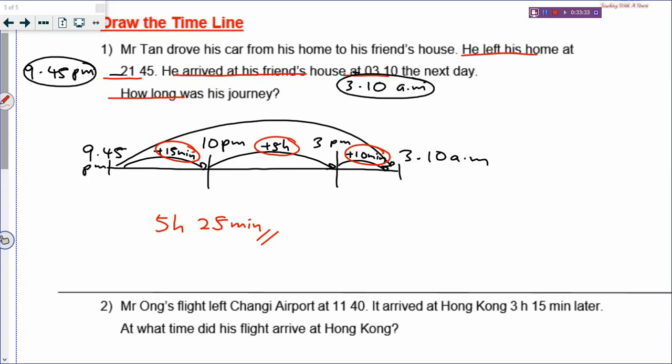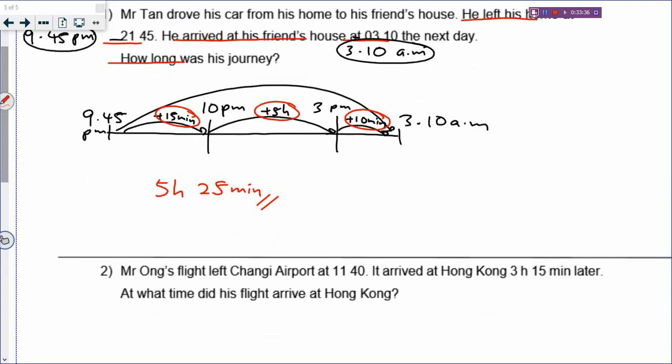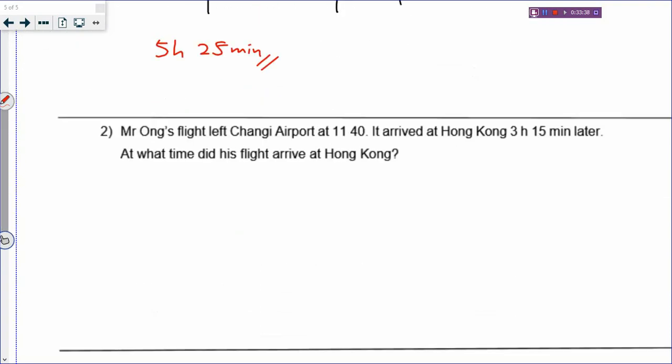Okay? Let me give an example, if you are confused over what I'm saying. Let's look at number 2, another example. Mr. Ong's flight left Changi Airport at 11:40. So I want to use 12-hour time. I change the 11:40 into 12-hour time. If you look at the 11:40, the 11 is less than 12. So it has to be morning because the 11 is less than 12. So what time is that? It will be 11:40 AM. Why AM? Because the 11 over here is less than 12. So it's AM.